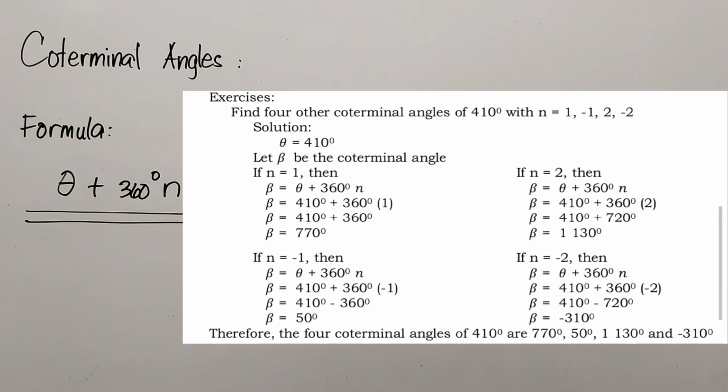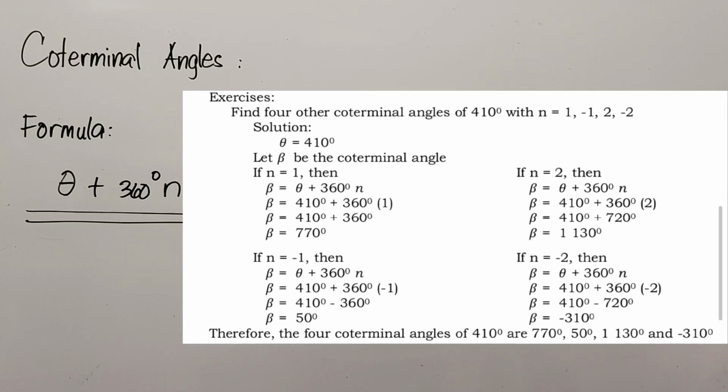For our example, find 4 other coterminal angles of 410 degrees with n equals 1, -1, 2, and -2. First, let us compute for n equals 1. Using the formula, substitute the n by 1. So you have 410 plus 360 degrees times 1, which is 360 degrees. So your first coterminal angle of 410 degrees is 770 degrees.